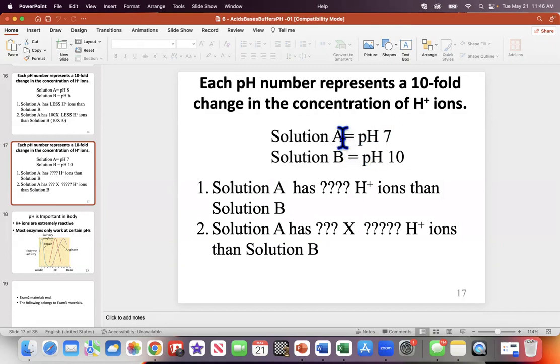Okay, then I ask, solution A has how many times more hydrogen than B? So the difference is 3. 3 is 10 multiplied by 10 multiplied by 10. So the answer is 1,000. Solution A actually has 1,000 times more hydrogen than B. Or you say solution B has 1,000 times less hydrogen than A. Both of them are correct. It's a log scale. So every time you change the number by 1, it's 10. You change the number by 2, it's 100. You change the number by 3, it's 1,000. Okay, so that's the most important thing you learn in this lecture.